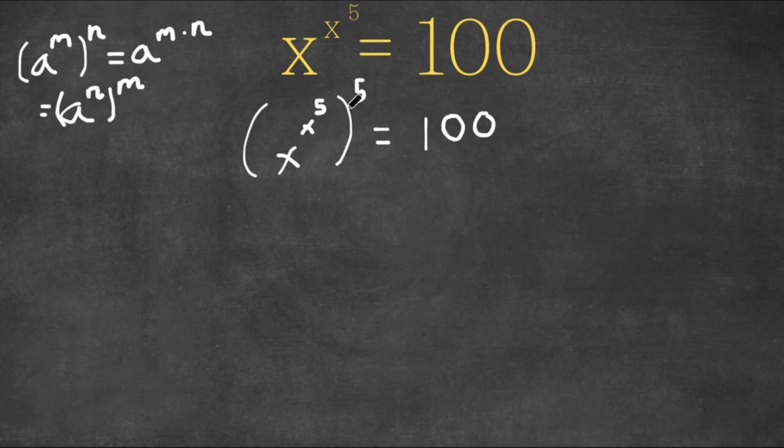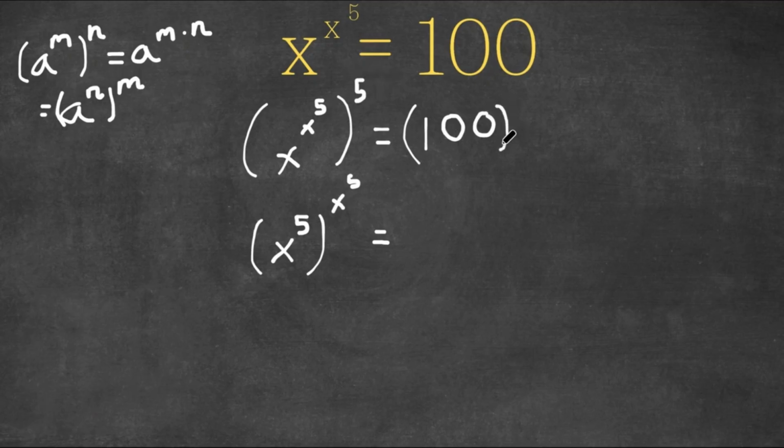So for this, I'm actually going to switch the places of x to the power of 5 and 5, because think of x to the power of 5 as m in this case, and think of 5 as n in this case. So by doing that, we would get x to the power of 5 to the power of x to the power of 5. This is equal to, and remember, when we're taking the power of 5 on both sides, we got to do it to both sides. So this would be 100 to the power of 5.